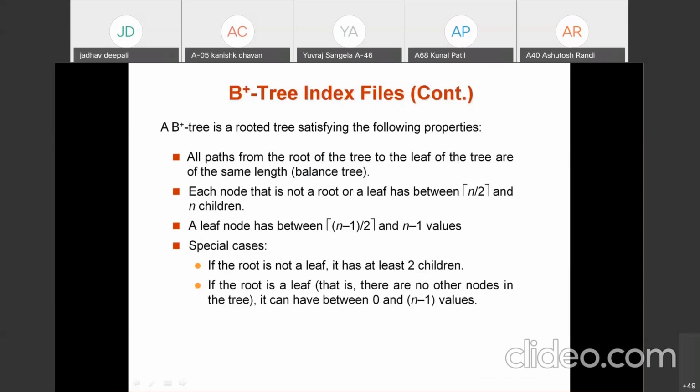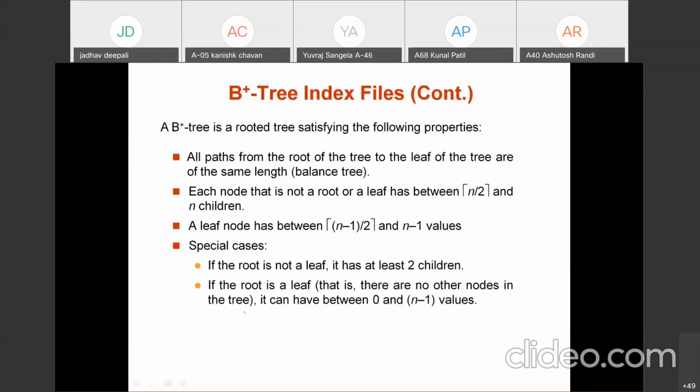A leaf node has no next node, correct? So it is the final node, and that's why a leaf node has between (n-1)/2 and n-1 values. If the root node is not a leaf, meaning there are children, branches, level 1, level 2, then it has at least 2 children. At least 2. It depends upon the value of n, but at least 2.